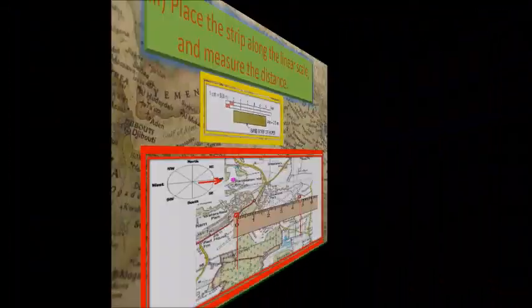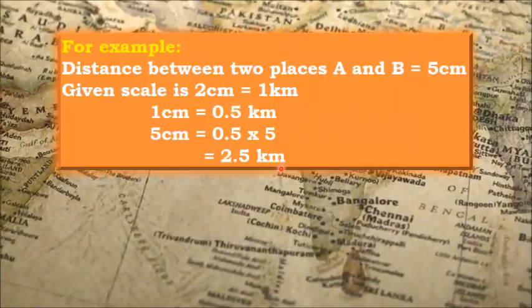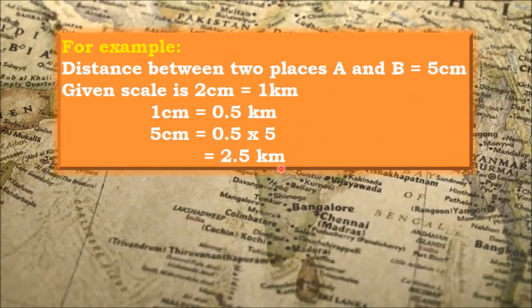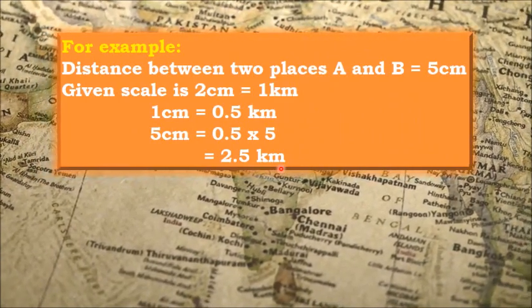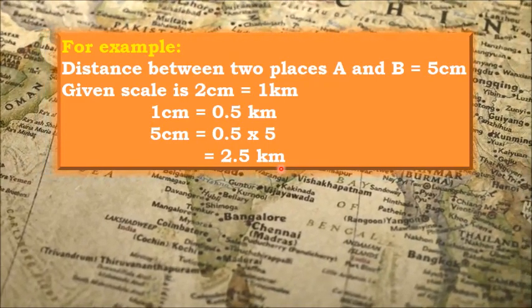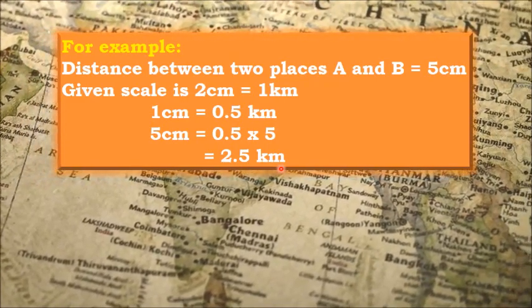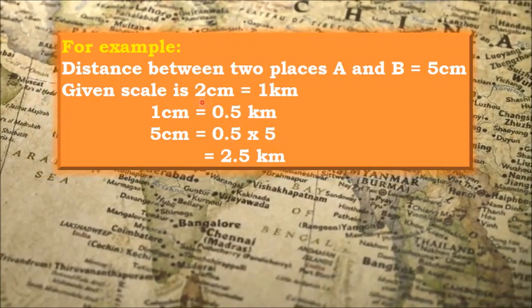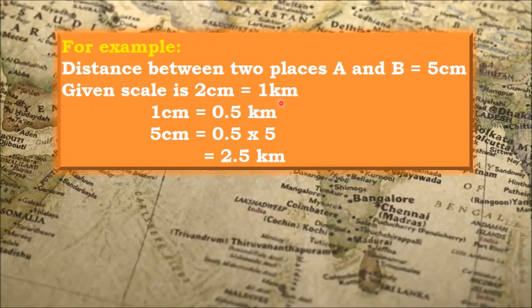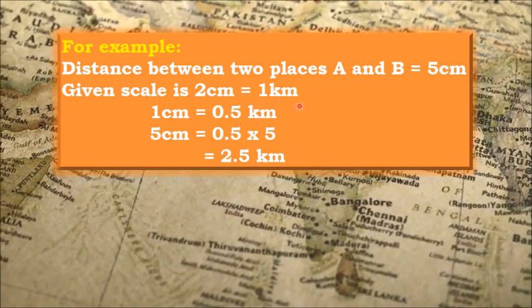You may go through the given example. The distance between two places A and B is equal to 5 centimeters. The given scale is 2 centimeters equal to 1 kilometer. That means 2 centimeters on the scale is equal to the map distance of 1 kilometer.